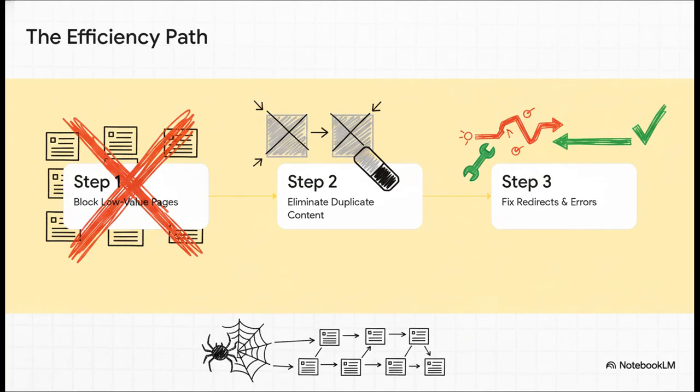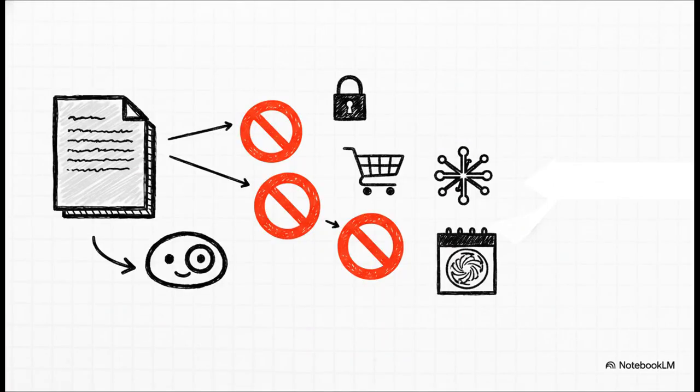First, you've got to block off all the unimportant, low-value pages. Second, you want to clean up any confusing, identical-looking places. And third, you need to repair any dead ends or broken pathways that might trip the Explorer up. Your number one tool for this is your robots.txt file. This thing basically acts as a series of do not enter signs for crawlers.